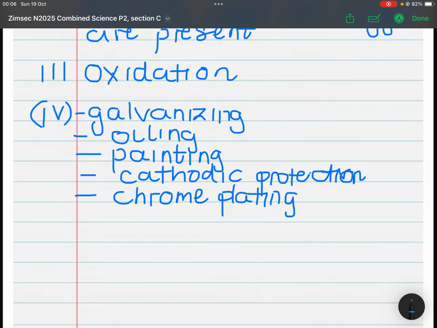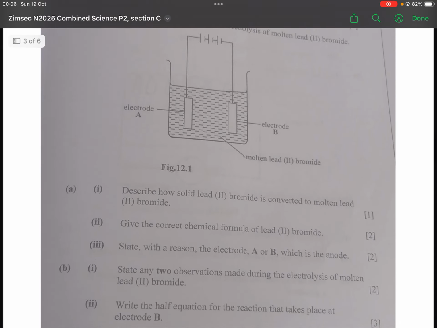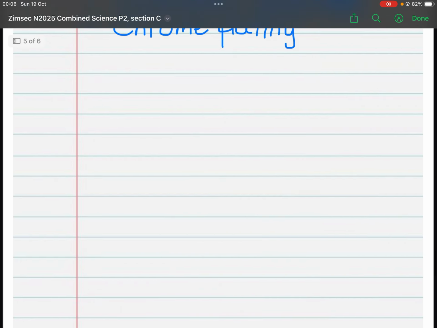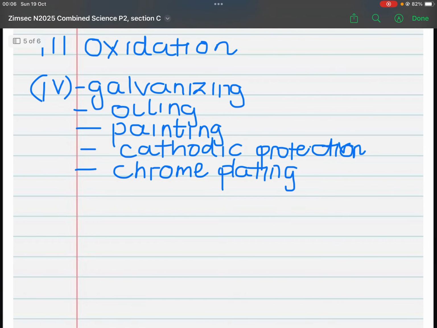And then let us check the last part of the question. So in the last part of the question, we are now required to explain how any one of the methods stated in part 3 prevents rusting. So I'm going to explain these methods. So first of all, we have galvanizing. When we are galvanizing, we are coating iron or steel with a layer of zinc to protect it from corrosion.